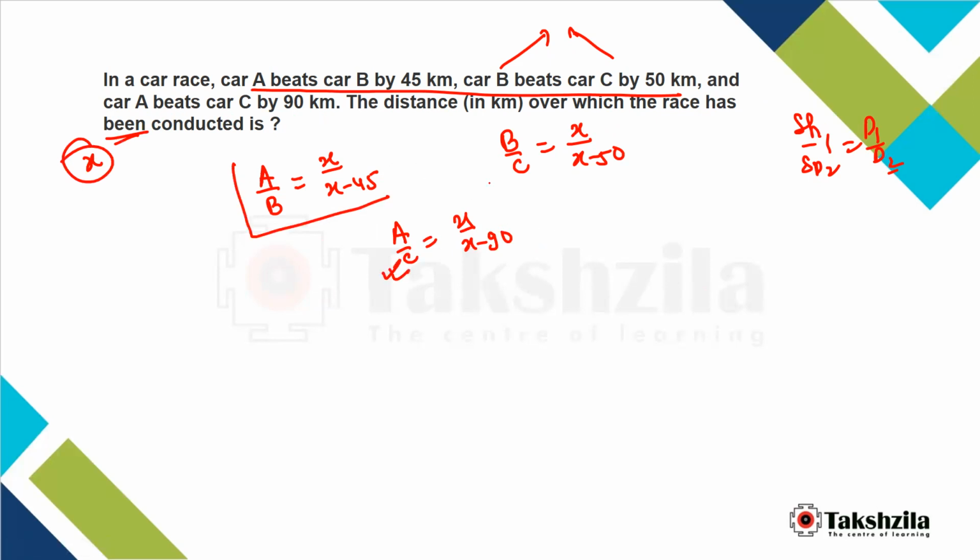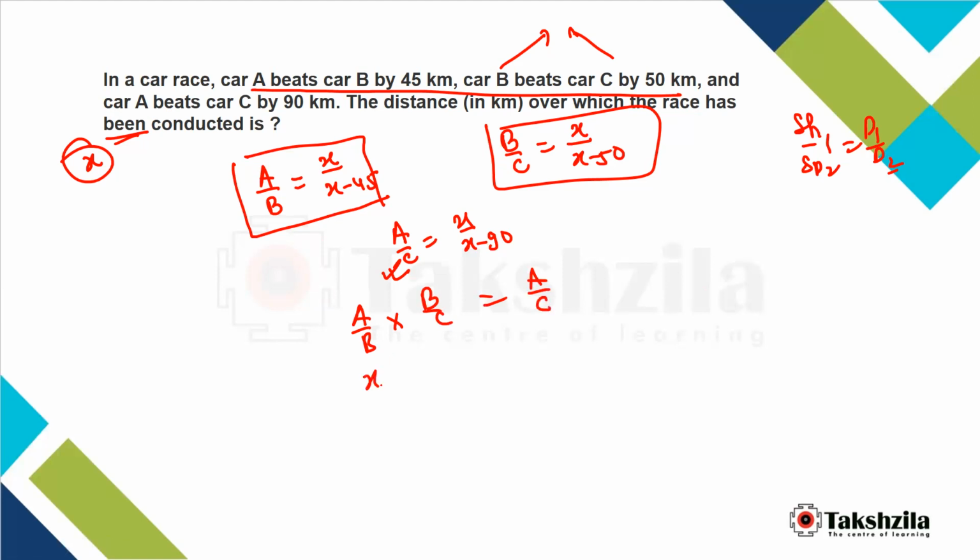Now again the same thing which we use. Here we have a relation A by C. Here we have A by B and B by C. If we multiply A by B into B by C, then we get A by C. Just substitute these values. A by B is x minus 45, B by C is x by x minus 50, and A by C is x by x minus 90. Simple. This was actually a question with options.